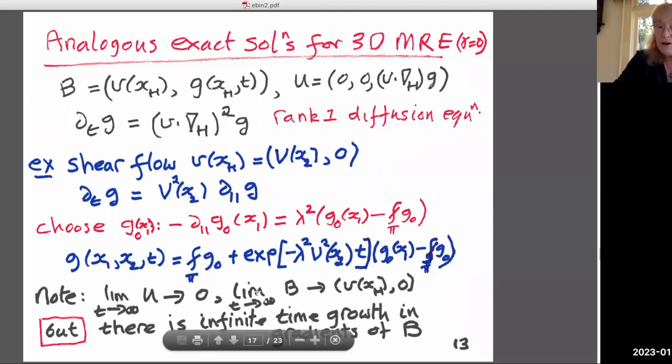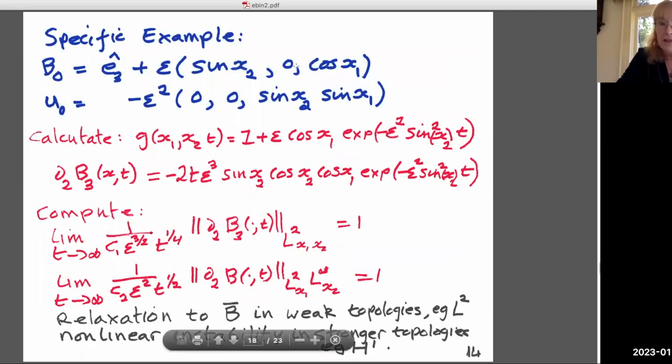And furthermore, since g goes to zero, b is going to go to the horizontal velocity field, the horizontal equilibria that we started with. So that's nice. But if we now consider the values of the terms that involve the gradients of b, in this case, here is a specific example.